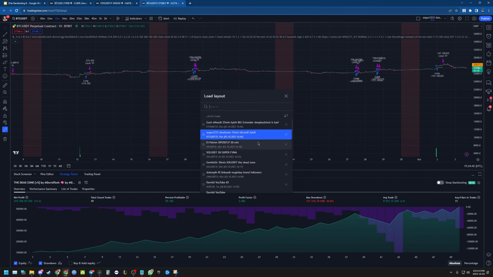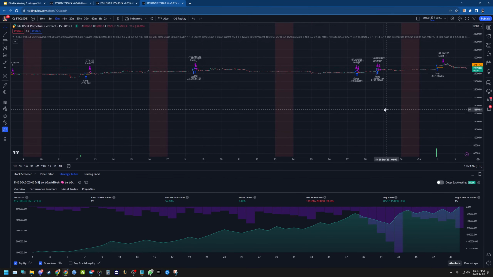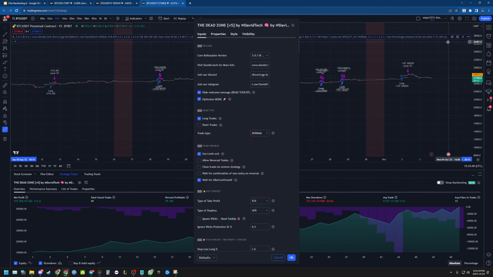Let's load another one to take another example. Is the flat trade only long or only short? So let's check. Let's check. It's longs only, this one. Okay.